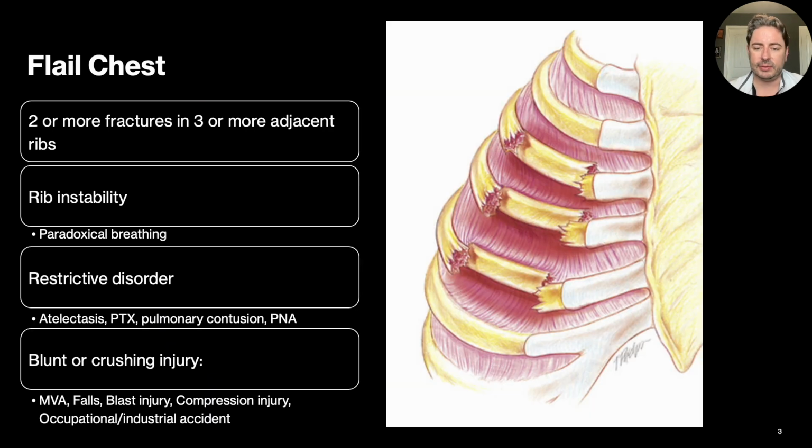But what is flail chest? If we look right here, we've got 3 or more fractured ribs in 2 or more places. So each one of these ribs has 2 fractures. So the way that you remember it is 3 or more adjacent ribs with 2 or more fractures. So what this does is it leads to that unstable chest wall or rib instability.